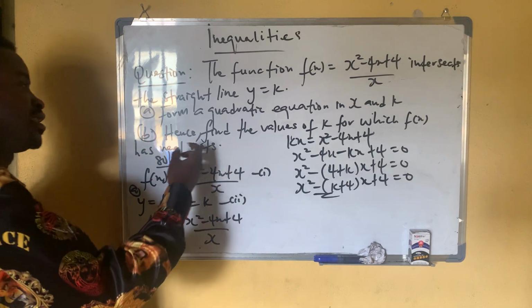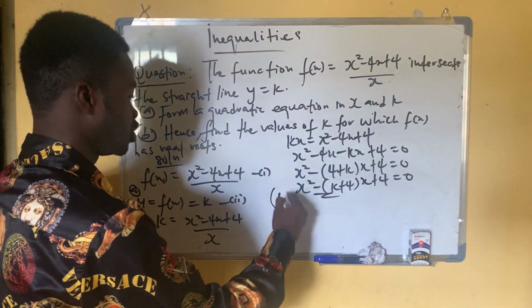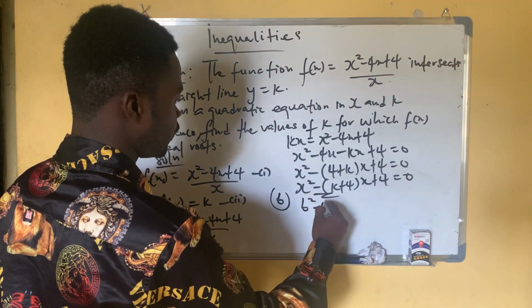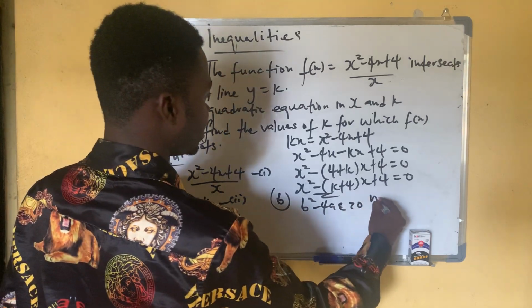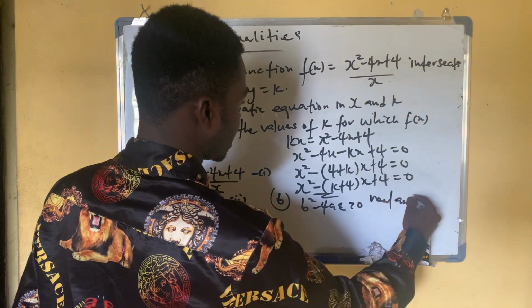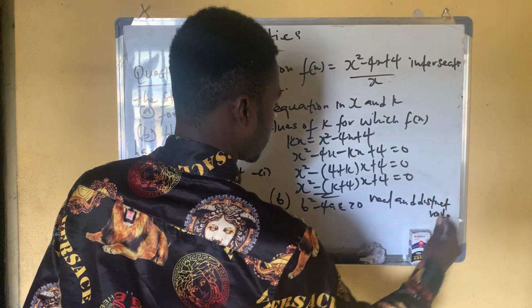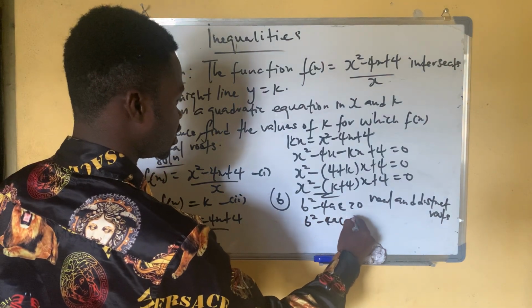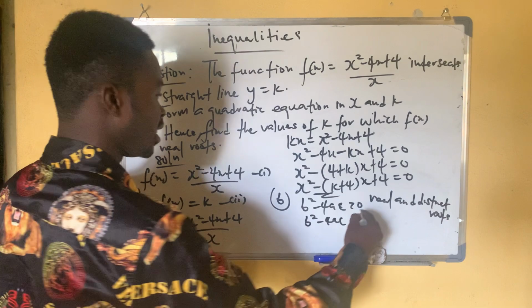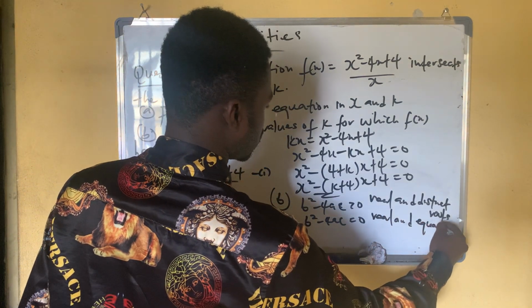Okay, you can see we have natural roots. In our natural root, we know that when b squared minus 4ac is greater than 0, we say we have real and distinct roots. Okay, and we know that when our b squared minus 4ac is equal to 0, we have real and equal roots.